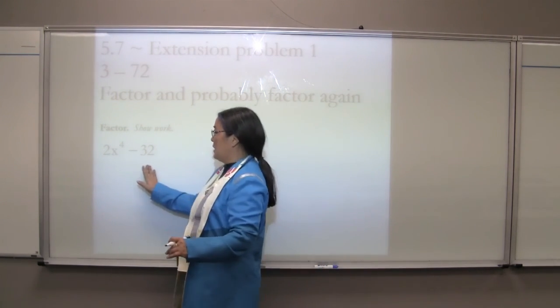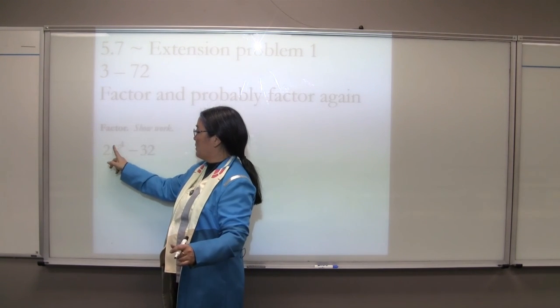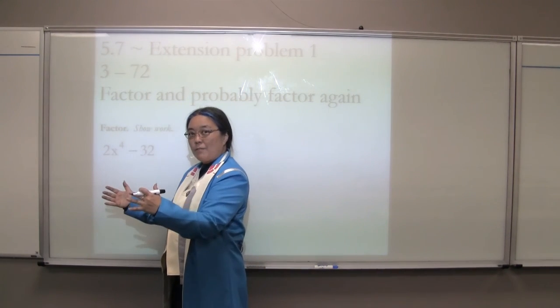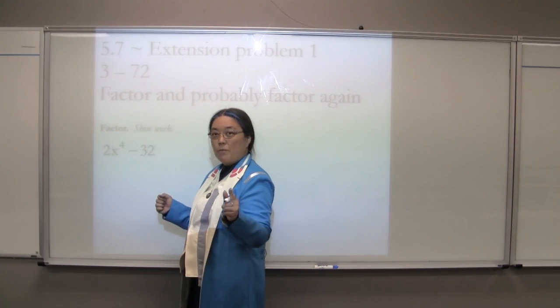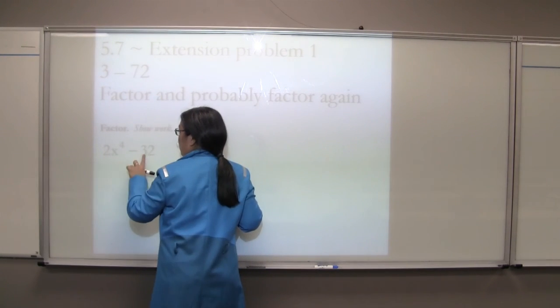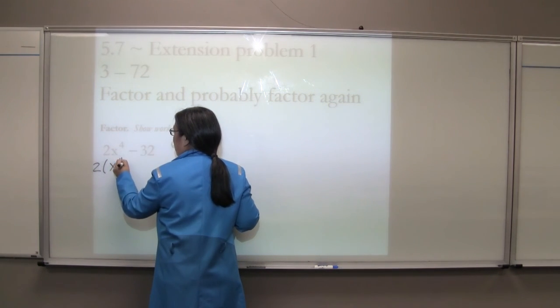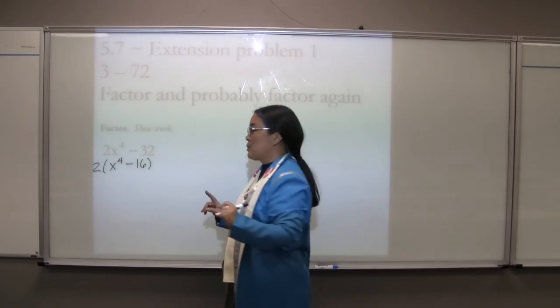So the first thing here is I see it's a binomial. It might be a difference of squares because that's a perfect square, but these aren't. But we always go back, and the first thing we want to check is the first thing we taught you, 5.4 GCF. They both can divide by 2, so I'm going to factor out the 2, and I get x to the 4th minus 16, and I say, hey, now that is a difference of squares.